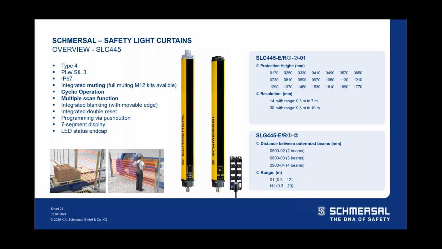Last but certainly not least, our SLC 445. Anytime you have to do a muting function, this is the light curtain that you need. It also has the cyclic operation, that multiscan that we showed, and it still has your blanking, your double reset. So it just has the addition of all the muting functions that you need. Again, programmed via the push button. Still have the LED status end caps that we're known for, and a 7-segment display to give you all kinds of information. When we talk muting, this is where we go, the SLC 445. On the right are the ordering codes. You can get a breakdown of what the part number means and what it's referring to. And all this is on the website or tech briefs, which we'll talk about later, so we can get that to you easily and you can run through your checklist of what you need.